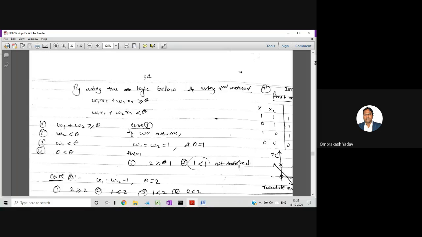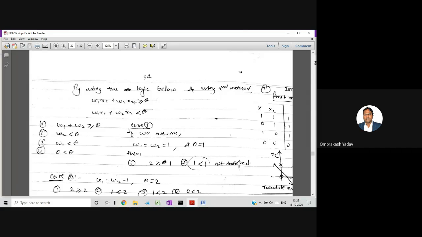So you can first replace the values. For the first three cases, we are going to substitute in the first equation, and for the last case, we are going to substitute in the last equation, and then you just get the equation. So the first one will be what? W1 plus W2 greater than or equal to theta, because x1 and x2 are 1. Then the second equation will be what? The first part: x1 is 0, so this will become 0.